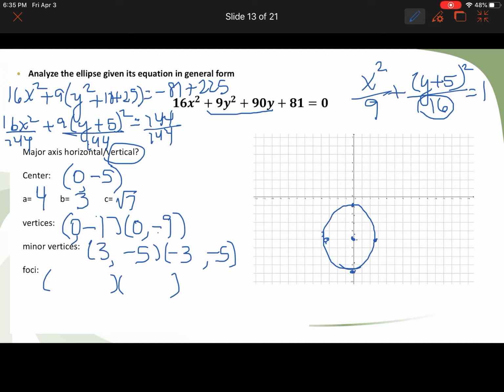And the foci are on that vertical axis, so the x part is the same. And then we have -5. And this is where we just leave it as an exact answer, unless you want to graph it, and you can get an approximation if you want. Oh, sorry, that should have been minus square root of 7.